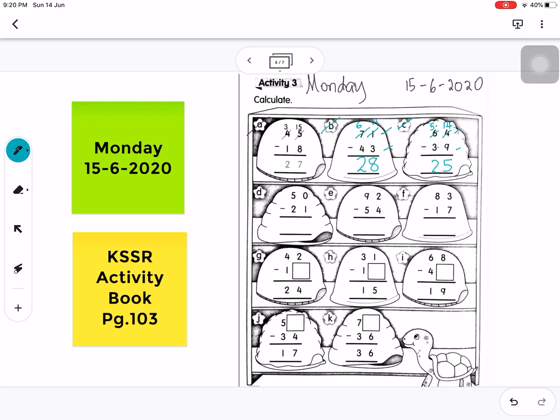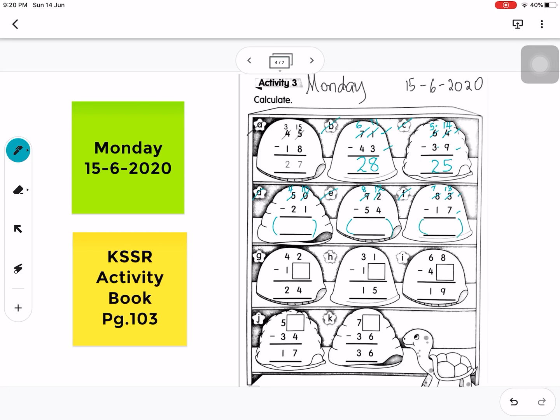Okay, so D, E, and F, I would like to let you try. Okay, before we start, remember you need to do borrow and regrouping. 10 left. Okay, same goes to 92 minus 54. 2 cannot minus 4, so you need to borrow and regrouping. Okay, 83 minus 17. 3 cannot minus 7, so you need to borrow 1 from 8. That means 7 left. 10 plus 3, 13. Then you may find out this answer by yourself.